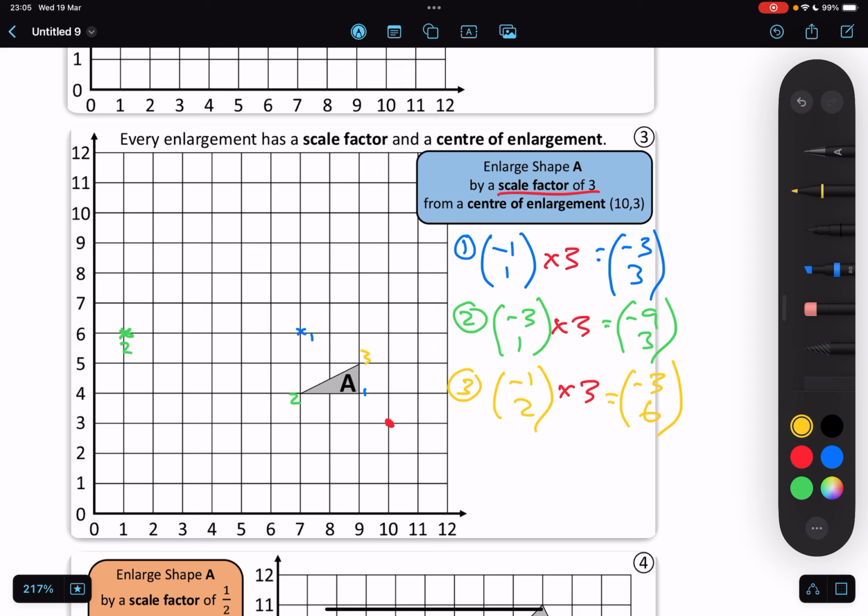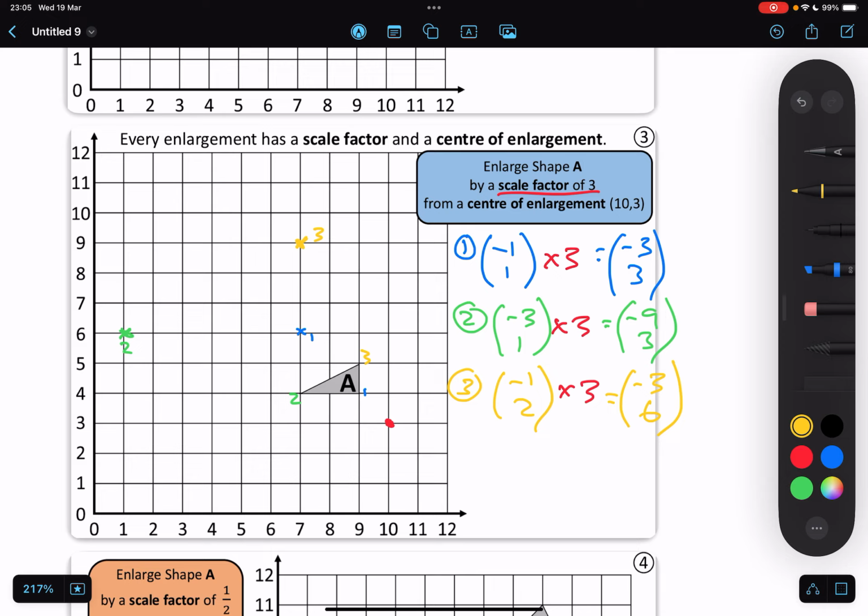Point number 3, 3 to the left and 6 up. So let's have a look. No, it's 3 to the left. Okay, so 1, 2, 3 to the left, 6 up: 1, 2, 3, 4, 5, 6. There we go.